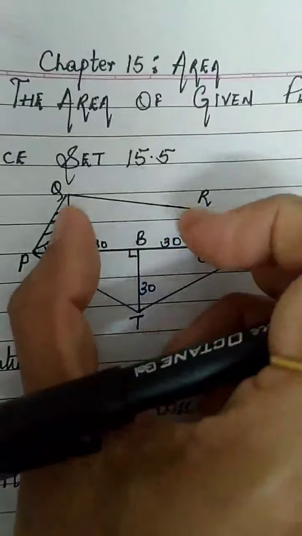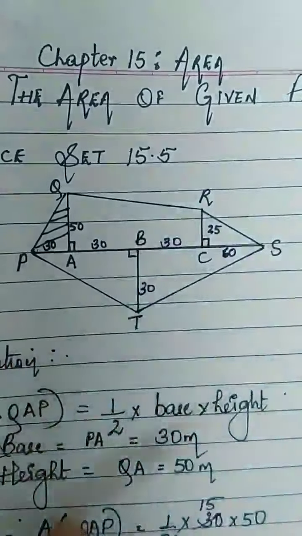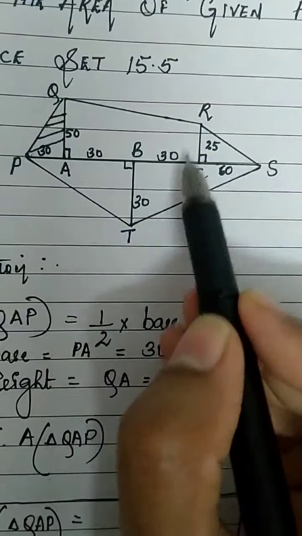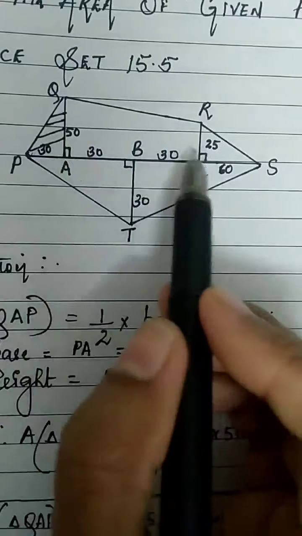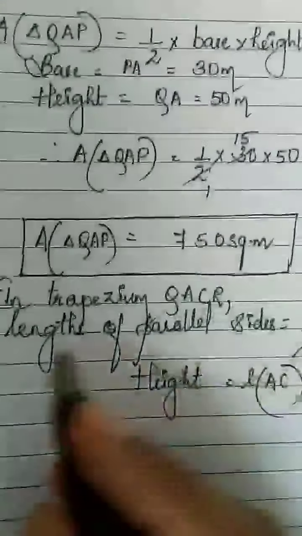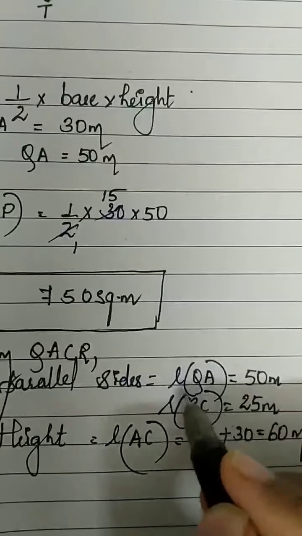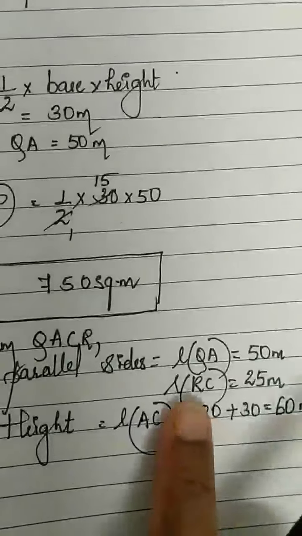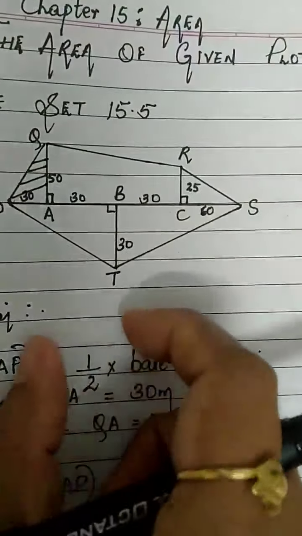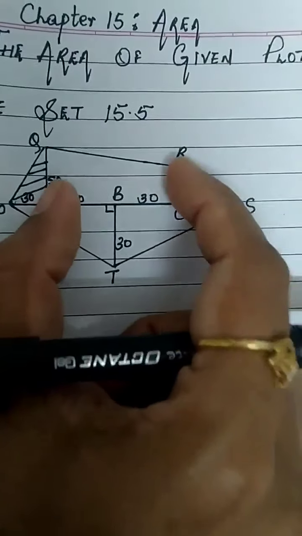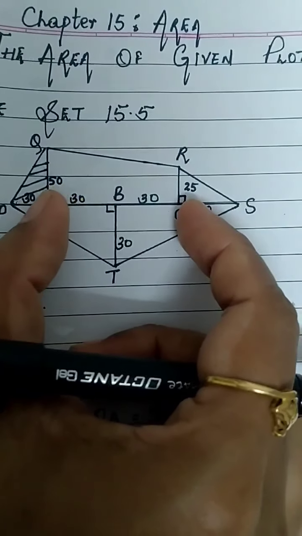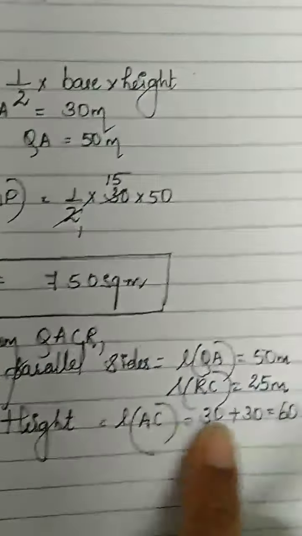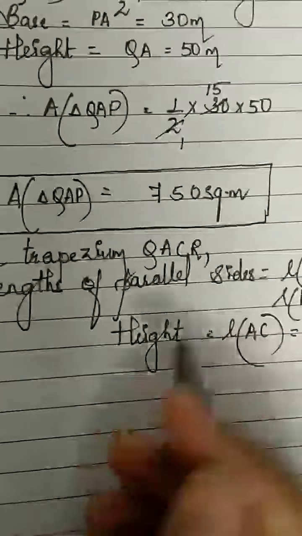After the triangle, let us move on to this. What is this figure? It is a trapezium. So, I have mentioned it. In trapezium QACR, the parallel sides are QA, 50 meter. Length of QA is 50 meter. The next parallel side is RC, 25 meter. Then what about the height? Height is the distance between parallel sides. These two are the parallel sides and the distance between them is 30 plus 30, that is AC. So height I have written as AC, 30 plus 30, 60 meter.